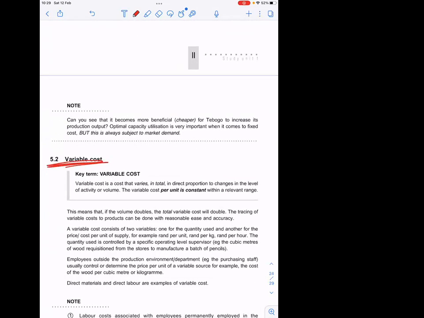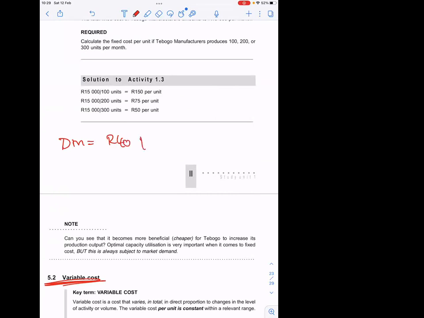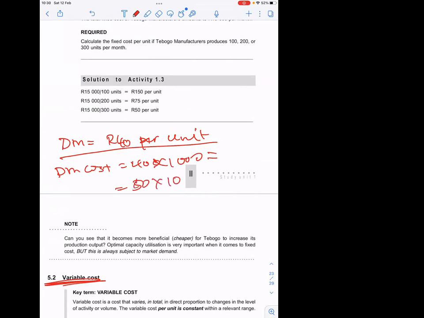A variable cost, good people, they vary in total. These are costs that are going to increase with an increase in total. But at product level, it stays the same. I'll give you an example before we go there. Let's say the direct material cost is 40 Rand per unit. If we make 1,000 units, our direct material cost for 1,000 units will be equal to 40 times 1,000. Our direct material cost for 50 units is going to be 40 times 50. I want to show you something there so that now when it's explained, it's going to make sense.